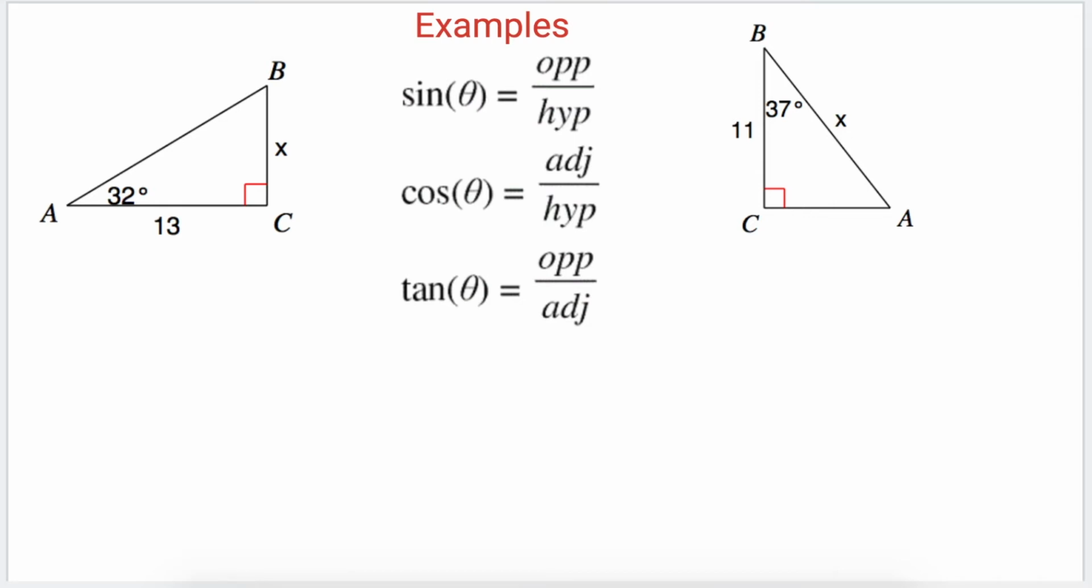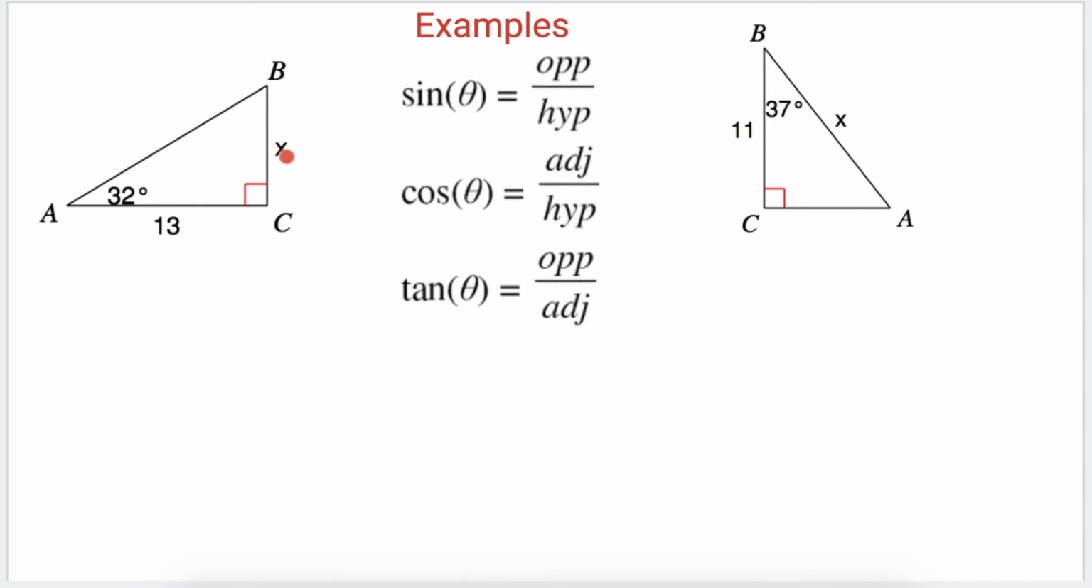Let's see how we can apply the 3 trigonometric functions to find the missing side of a right triangle. Later on, I'm going to do some examples to look for the missing angle in a right triangle. The first triangle here on the left side has a missing side x, but a given side here 13 and a given angle 32 degrees. Now we have to figure out which of these 3 trig functions is the one to use.